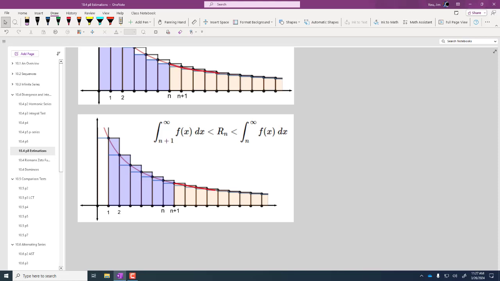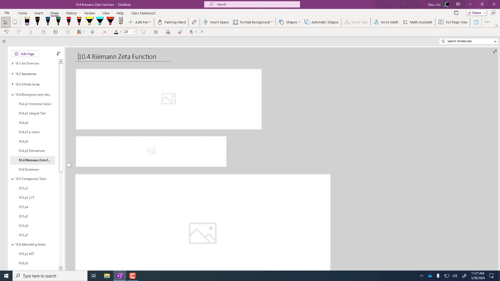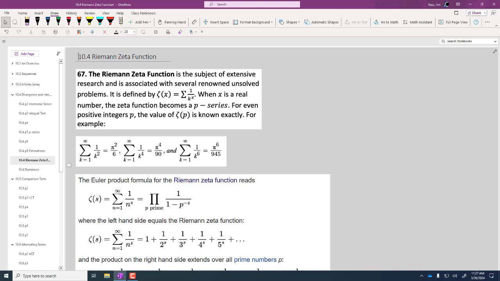Okay, so next, let's go to one of the most famous functions in all of math. So the Riemann zeta function. The Riemann zeta function is one of those functions that there is tons of research devoted to. We use the Greek letter zeta. The squiggle thing is a zeta. And this is what the Riemann zeta function looks like.